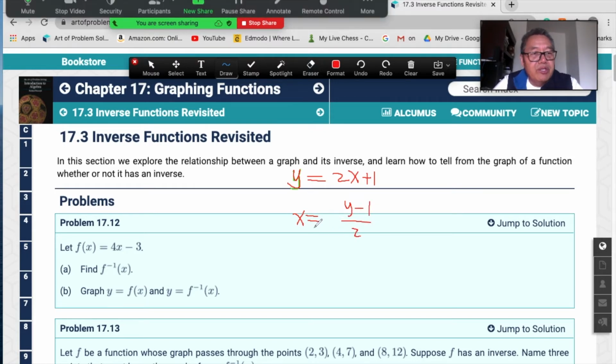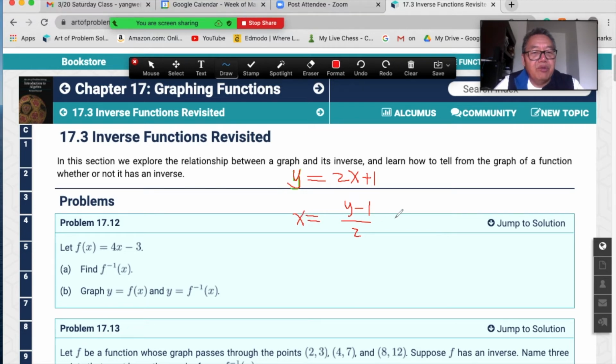Then you switch the variables. You change the x to y, y to x. You get a function y equals (x minus 1) divided by 2. So this function is called the inverse of this function. So you can say if you graph these two functions, there's symmetry about y equals x.